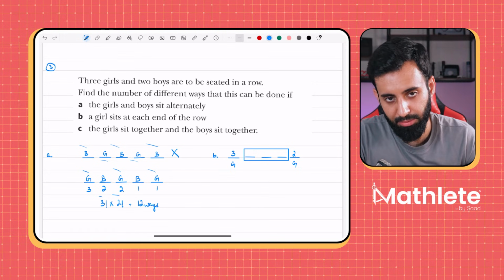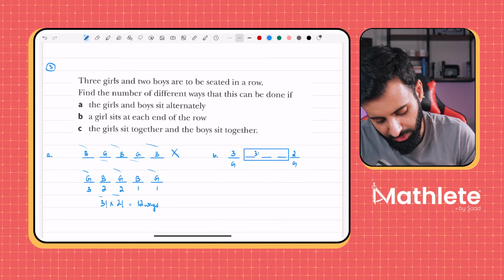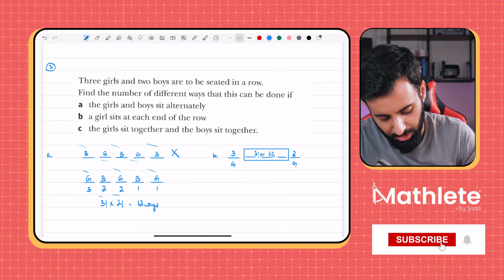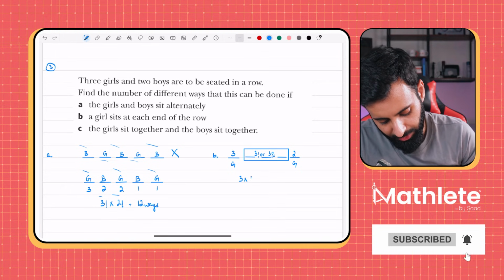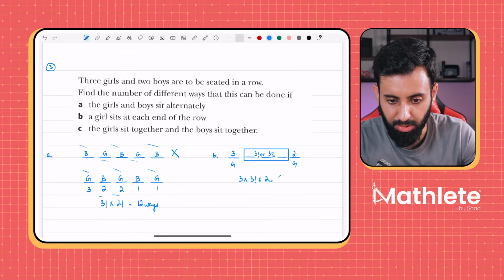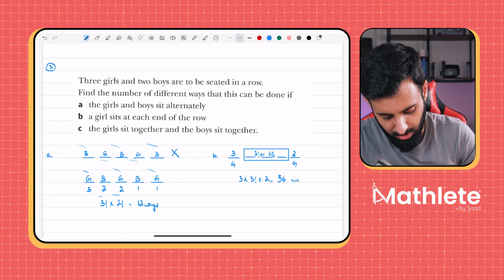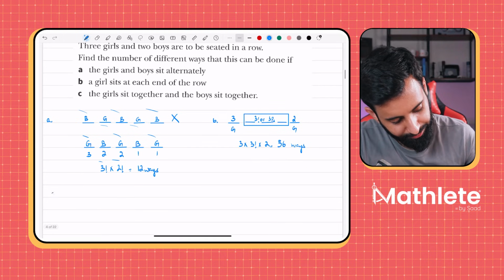We have 3 people to arrange, and we have to arrange all 3 of them. So that can be done 3 factorial or 3P3 number of ways. So that means 3 into 3 factorial into 2, which is equal to 36 ways. Yes, 36 ways.